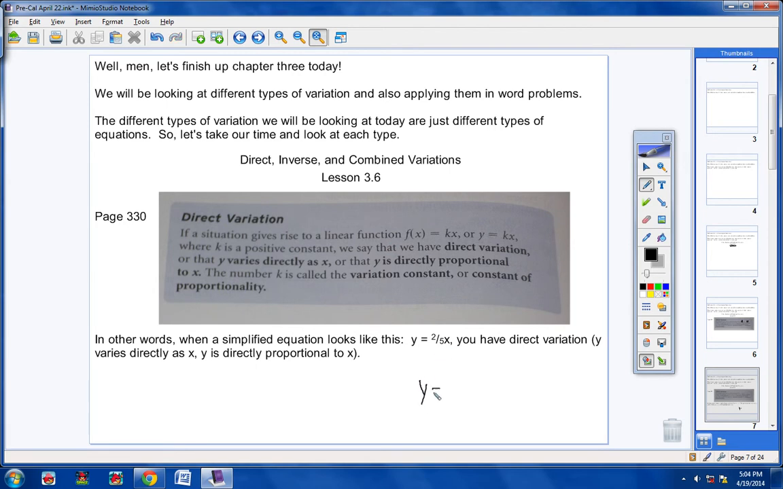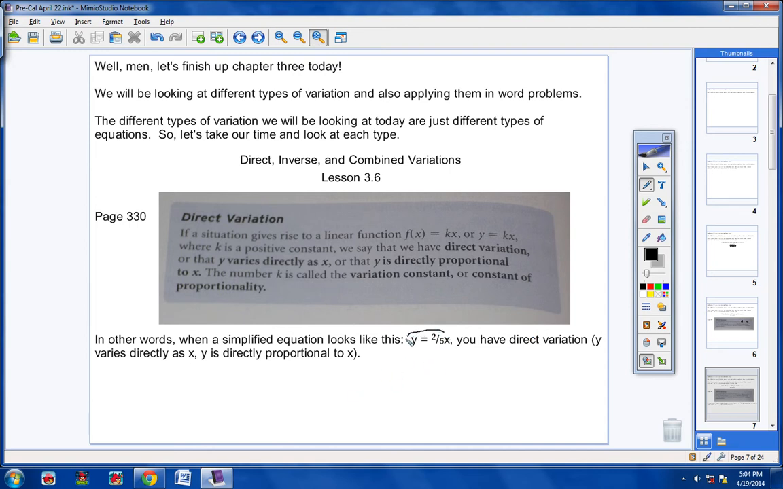This would not be direct variation: y equals 2/5 x plus 3. That would not be direct variation. Direct variation has a y, then an equal sign, then a coefficient, and then an x. And we call this direct variation, or y varies directly as x, or y is directly proportional to x. We use all of those phrases. That's easy, guys. Here it is.